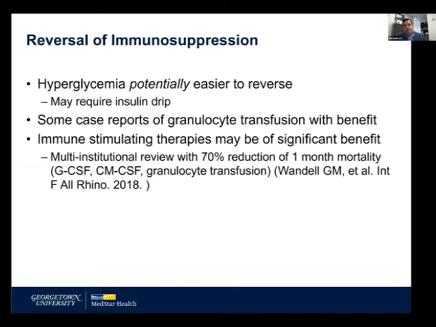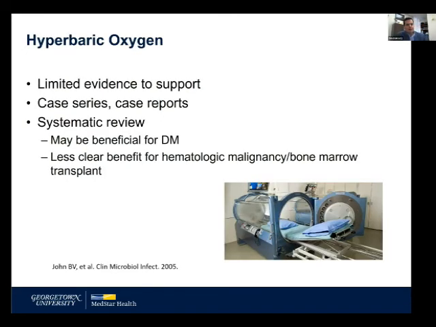There have been some reports of granulocyte transfusion or stimulating therapies being of significant benefit. Not a ton of data on it, but some studies have shown significant reductions in at least early mortality. So I think it's an area that needs some more work and consideration, but has potential. Hyperbaric oxygen, very limited evidence to support this. It may have some benefit for diabetes, but really probably less clear for malignancy or transplant patients.